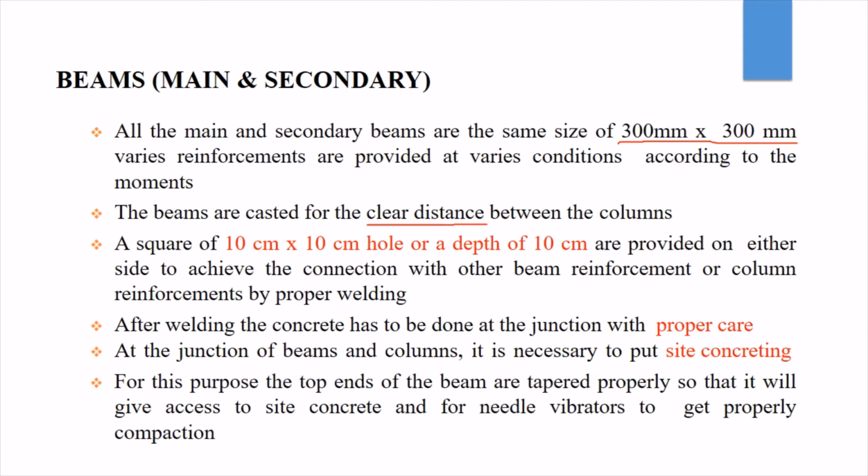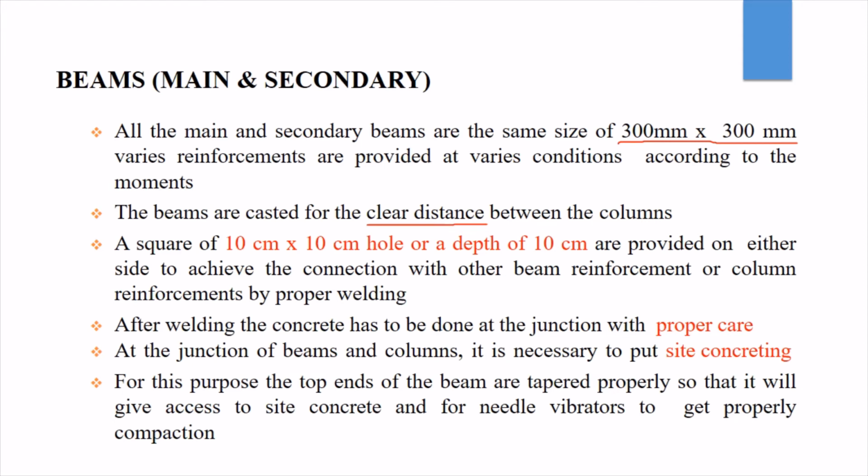And then beams are casted for the clear distance. This is the main point, because in RCC we go for center to center distance, but in prefabrication we go for clear distance. So we need to know that we go for clear distance between the columns. And a square hole of 10 centimeter by 10 centimeter, or a depth of 10 centimeter, is provided on either side. It is provided because we need to join two beams.